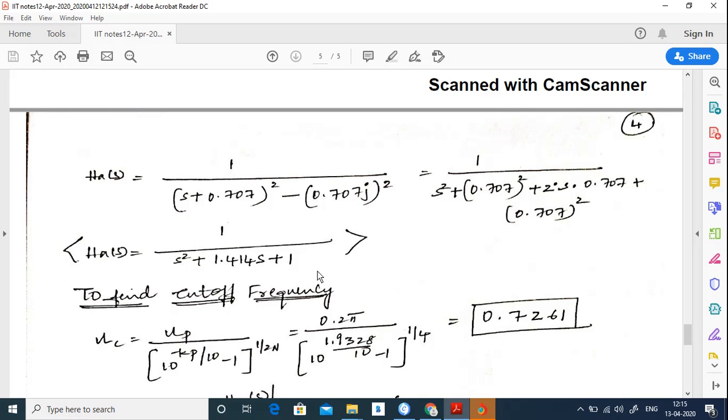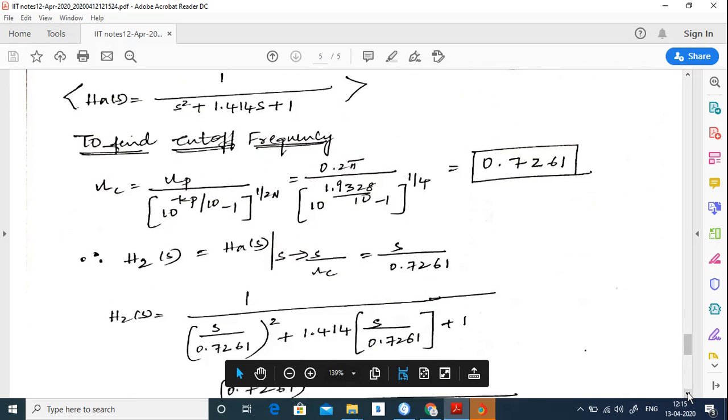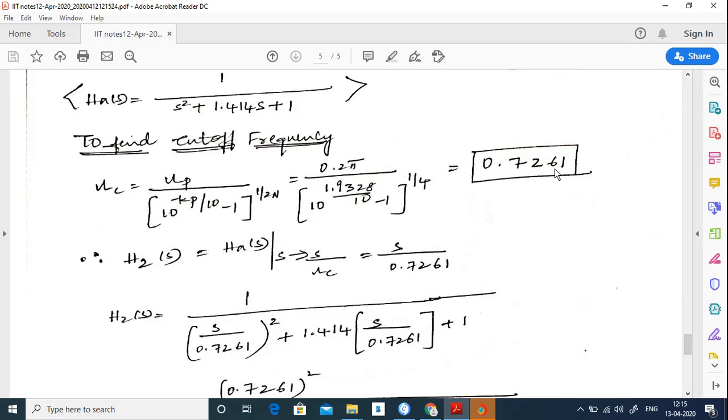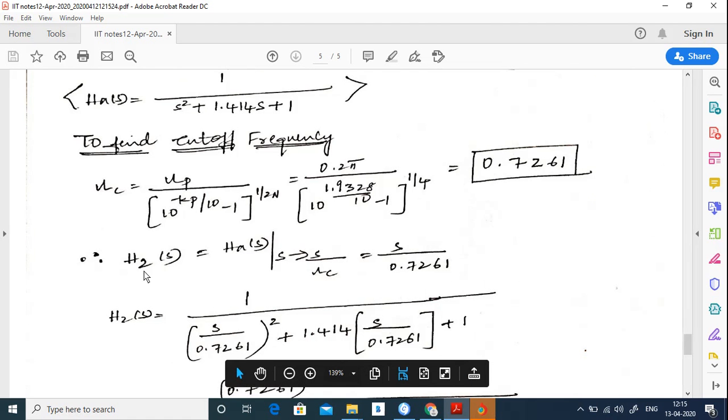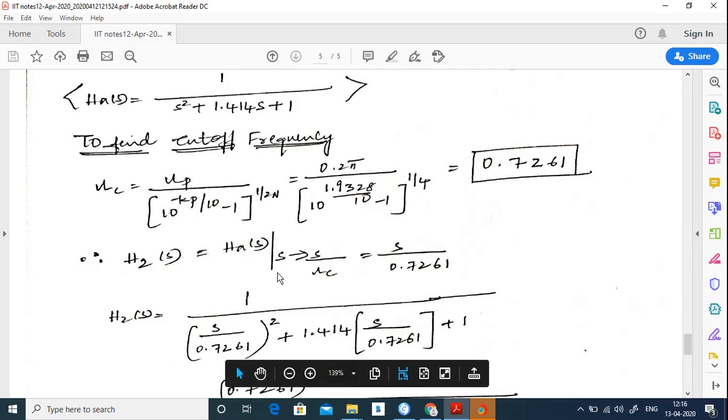We need to use analog to analog transformation corresponding to low pass. For that, what do I need? I need the cutoff frequency. So use this particular formula and find out the cutoff frequency. You'll get it as 0.7261. And I know that the suitable transformation is H2 of S can be obtained from H of S provided S has been replaced by S by omega c. This transformation is used for analog to analog low pass Butterworth filter transformations.